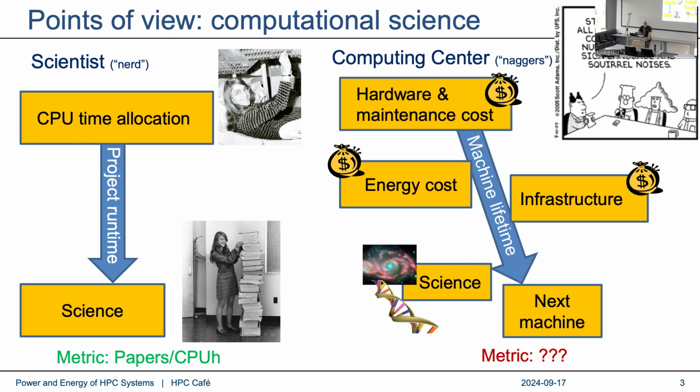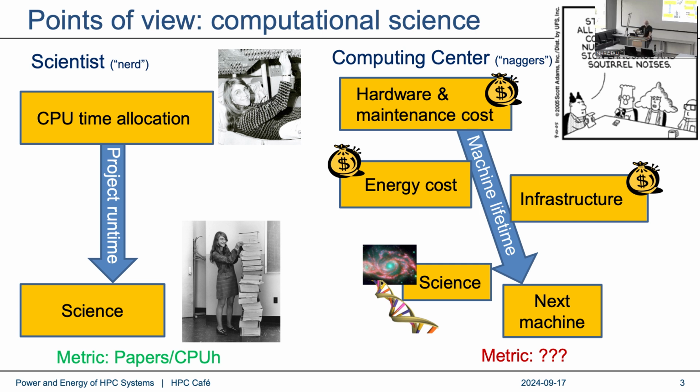As computing center people, and I call us naggers, as computing center people, that's not the only goal we have when running those systems. So first of all, we're concerned with the cost of the system. We have to buy the system, we have to set up infrastructure like cooling, power supply, and so on. All that costs money. It costs maintenance, it costs support in terms of staff, for example. It costs energy. Okay, the more power the system uses, the more we pay for that power.